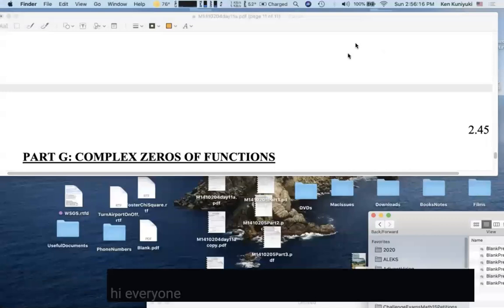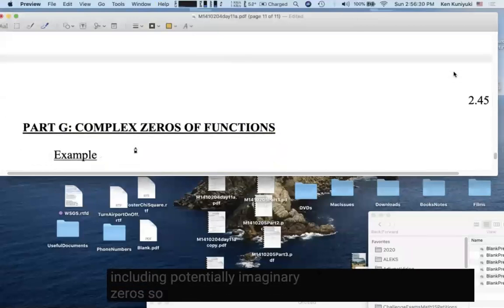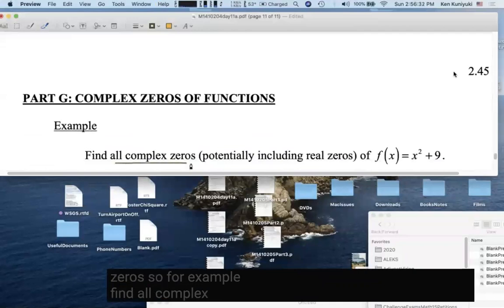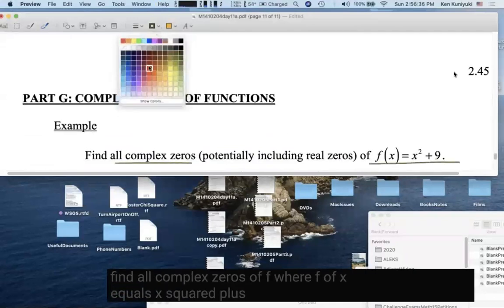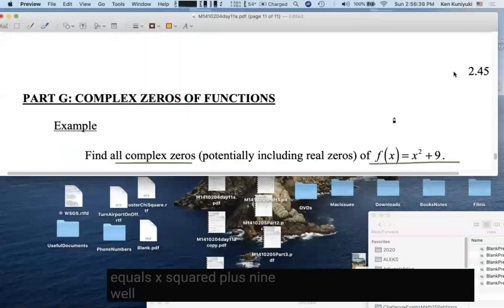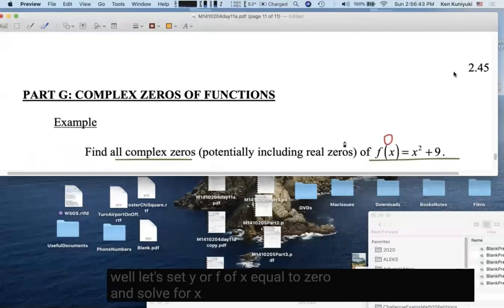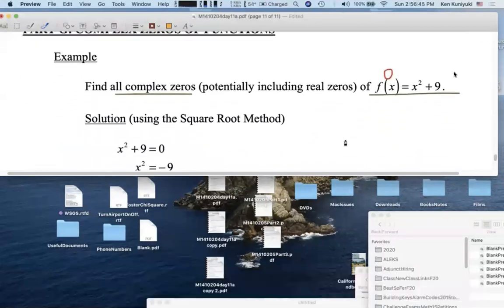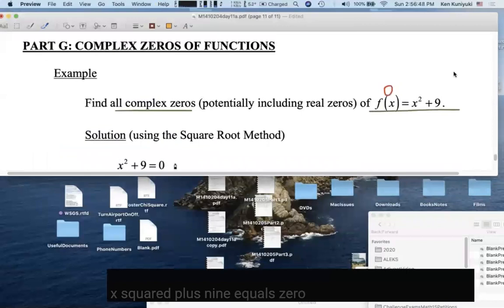Hi, everyone. Why are we bringing up imaginary numbers now? Because we're going to look at all complex zeros of a polynomial function, including potentially imaginary zeros. So for example, find all complex zeros of f, where f of x equals x squared plus 9. Well, let's set y, or f of x, equal to 0 and solve for x. x squared plus 9 equals 0.